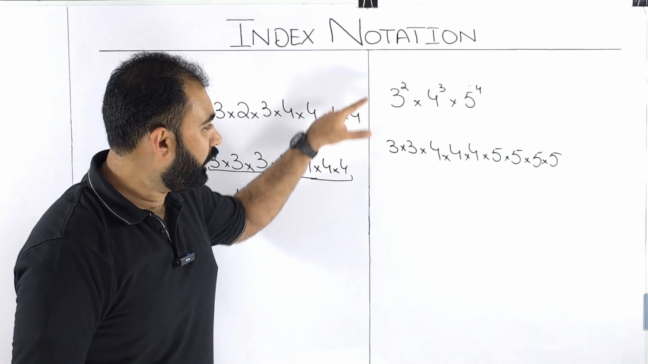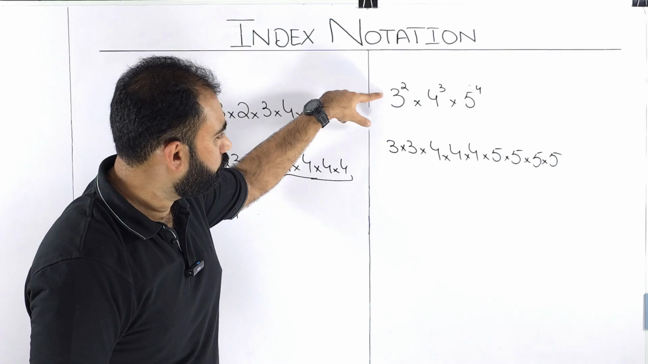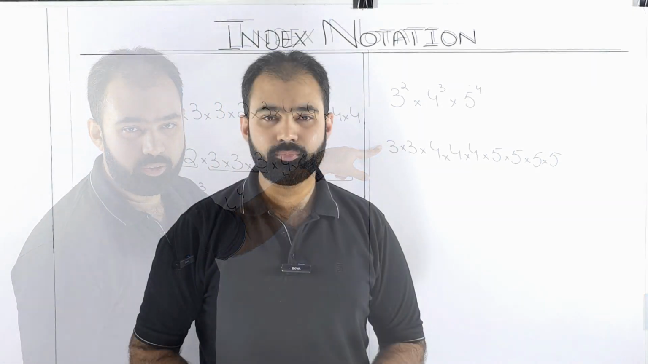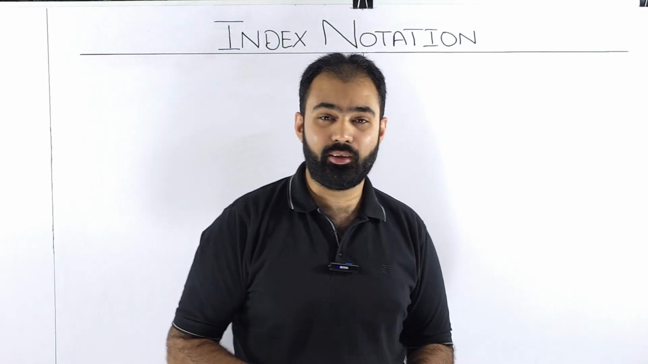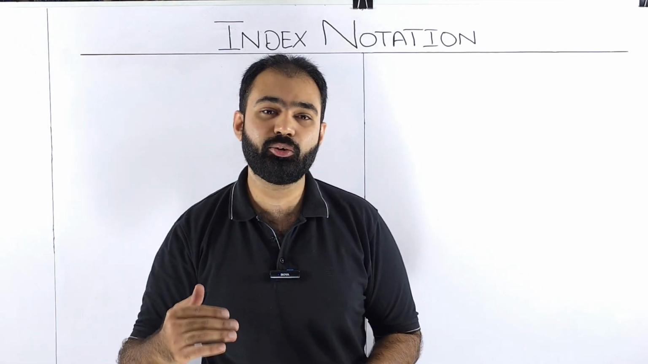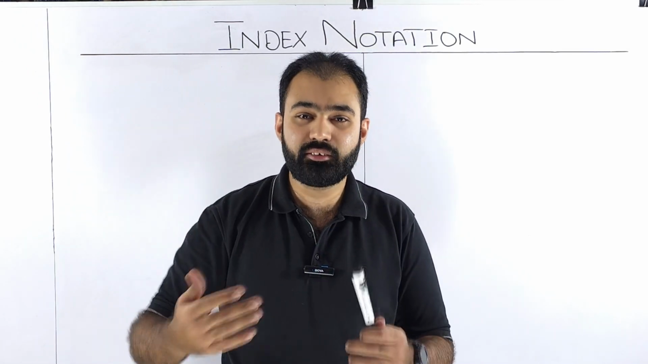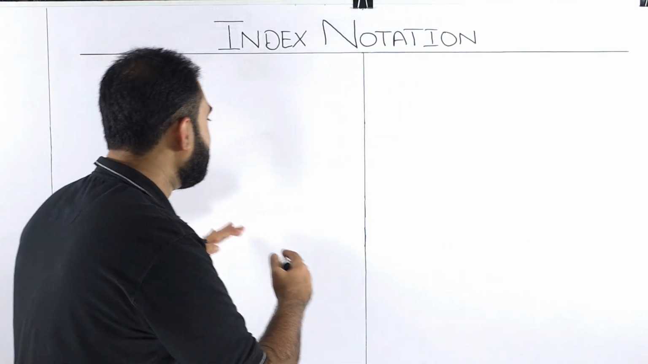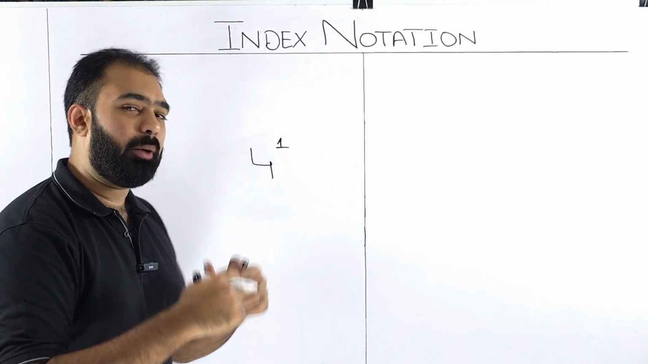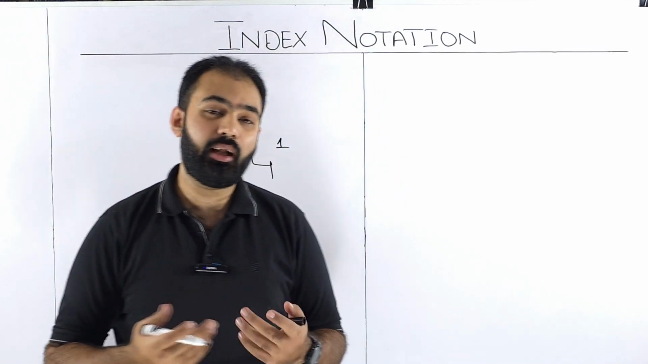See, converting it into index notation and index notation to standard notation. So the question here is, what is anything raised to the power 1, and if it is raised to the power 0, what does that actually mean? Now let's say I have number 4 and I say it is raised to the power 1. What does that actually mean?